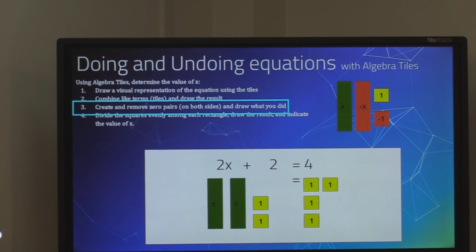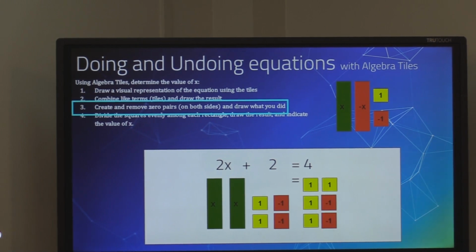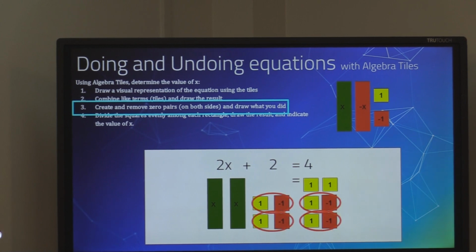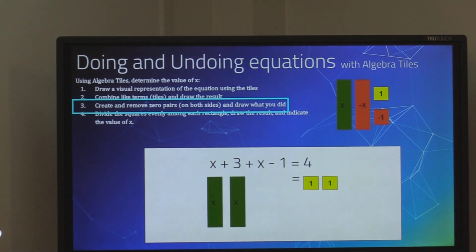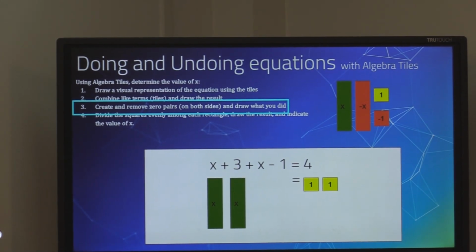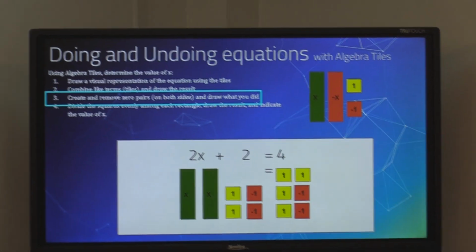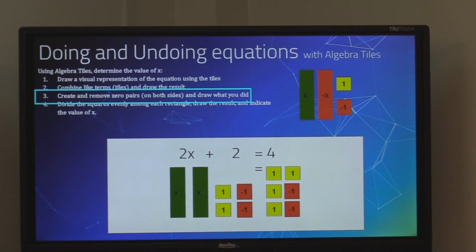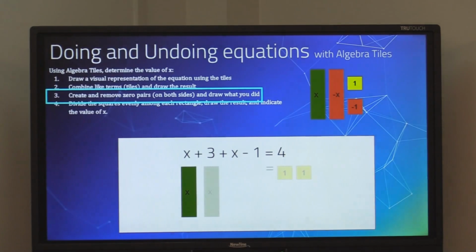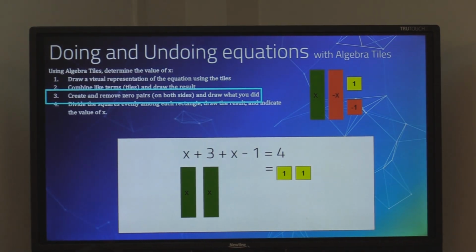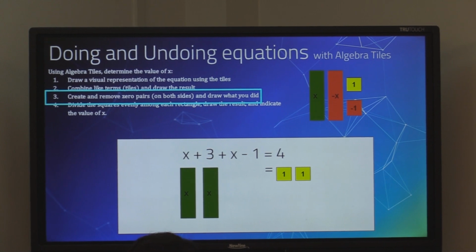Now, what's going to happen to those zero pairs? They're going to go away. So you circle them, cross them out. And this is what you should have left. You want to see that again? So we added our negatives to make our zero pairs. We can circle them and make them go away. Do we see it? Now this is how we do it visually.